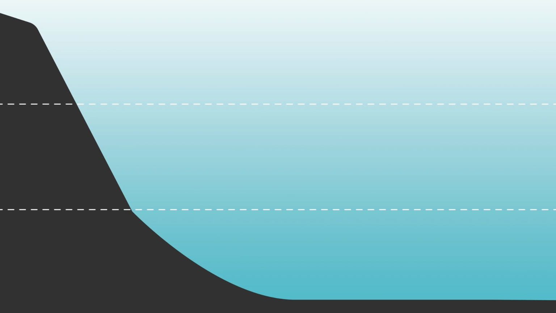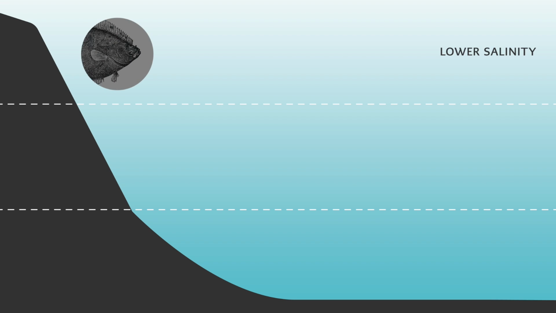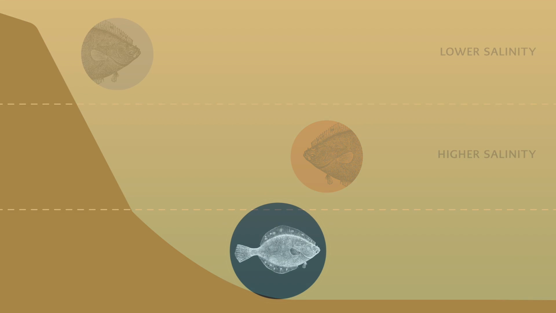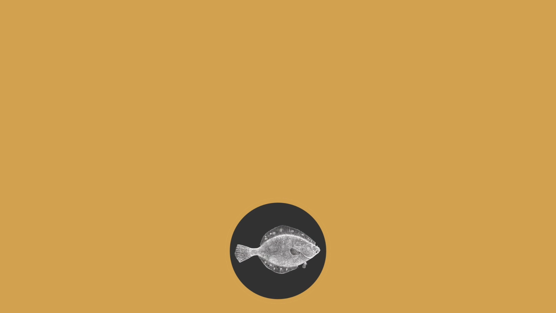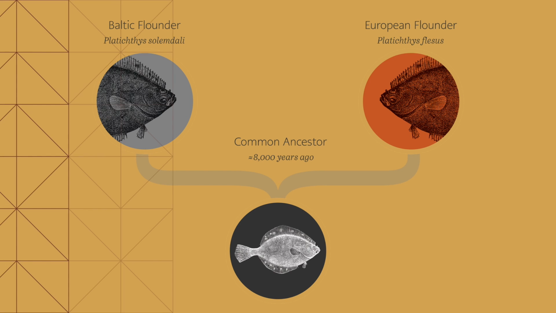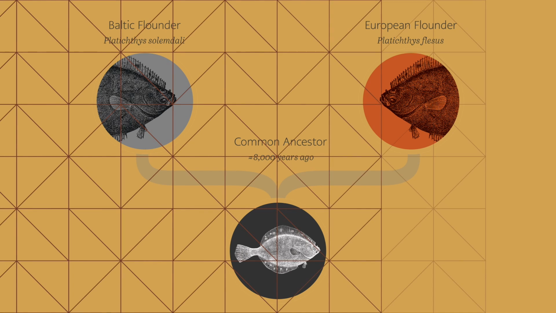The Baltic flounder only spawns in shallower, less salty water. The European flounder only spawns in deeper water with greater salinity. Biologists now believe these 2 fish are distinct species that diverged from a common ancestor about 8,000 years ago, shortly after the Baltic Sea formed.